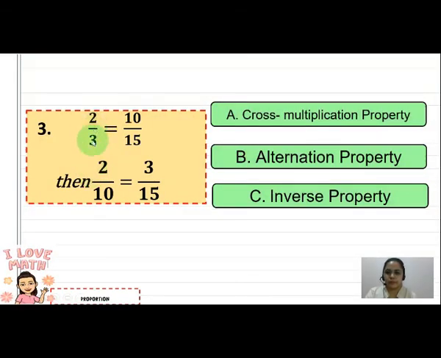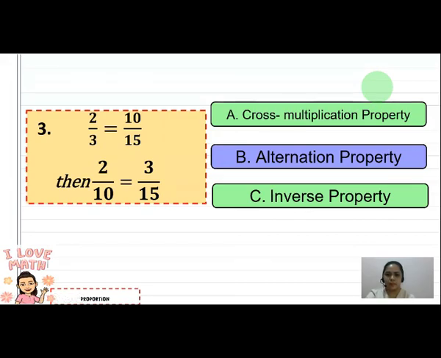2 over 3 equals 10 over 15. Then, 2 over 10 is equal to 3 over 15. What is this property? A. Cross multiplication property. B. Alternation property. C. Inverse property. So the answer is letter B. Alternation property. So pinag-interchange lang si 3 tsaka si 10.